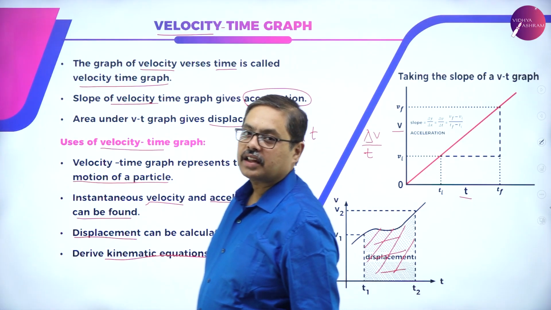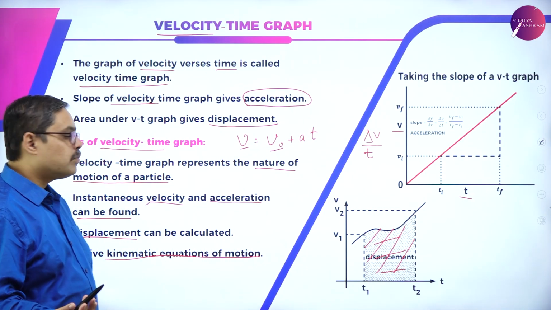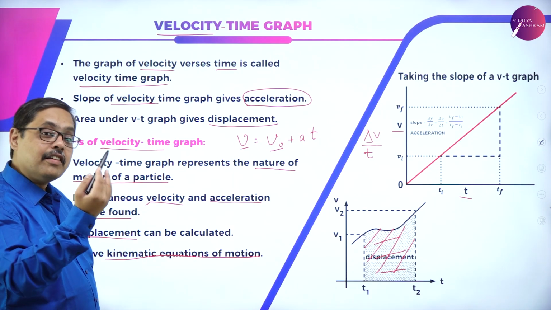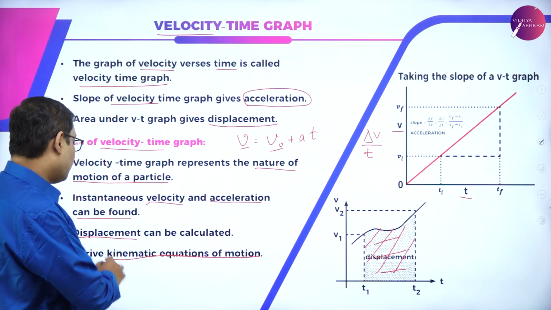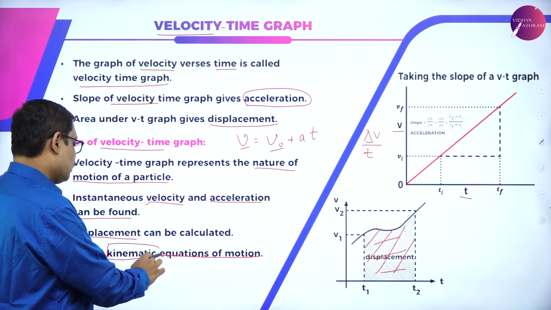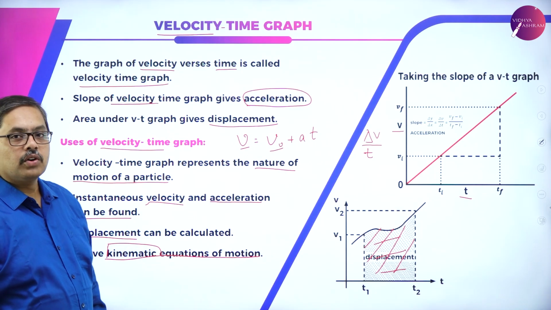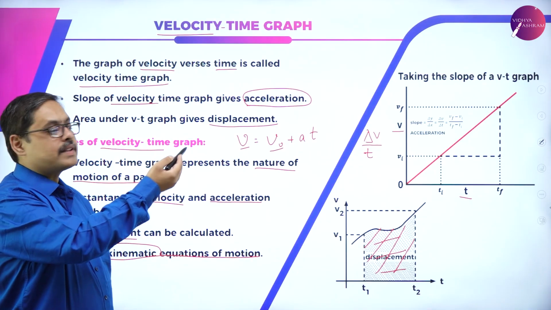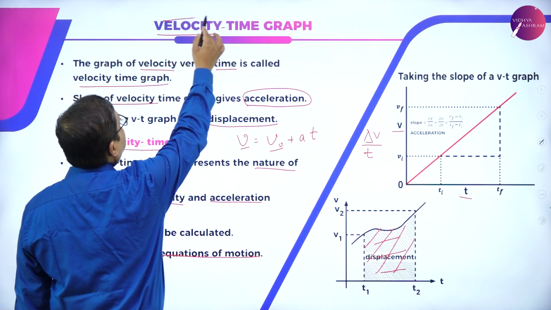Okay. So what are the uses? I can find the nature of motion, I can find velocity, I can find acceleration, I can find displacement, and I can also derive the kinematic equations of motion. Okay. Let us check the types of acceleration and how each is represented in this velocity versus time graph, one by one.